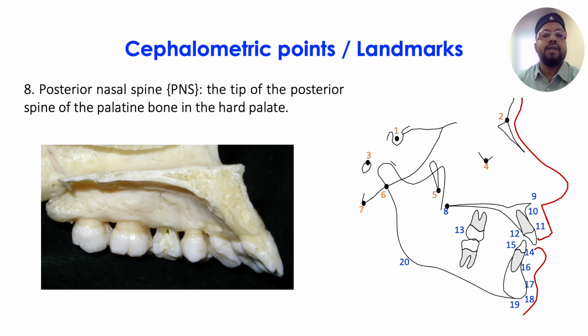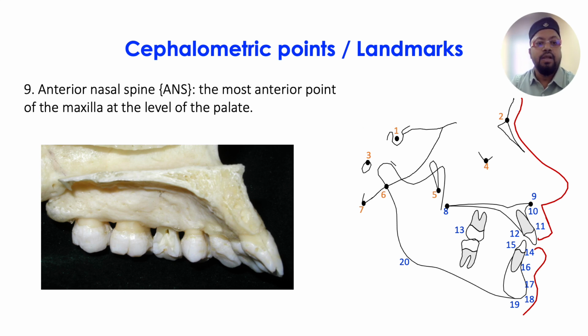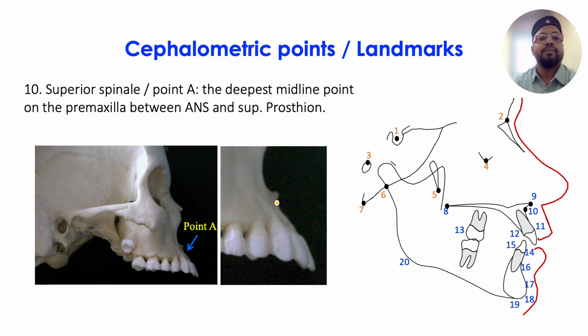Posterior nasal spine. The tip of the posterior spine of the palatine bone in the hard palate is posterior nasal spine, marked with number 8, and the blue arrow showing the PNS, posterior nasal spine. Anterior nasal spine marked with number 9, the most anterior point on the maxilla at the level of the palate. You can see the blue arrow showing the ANS, anterior nasal spine.